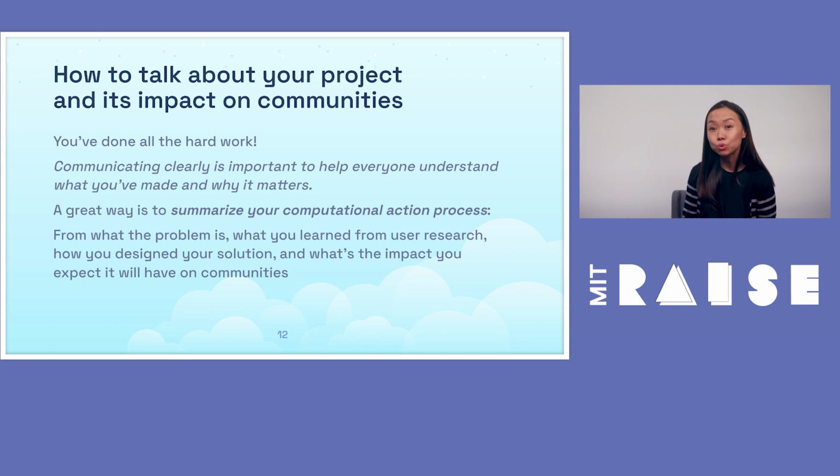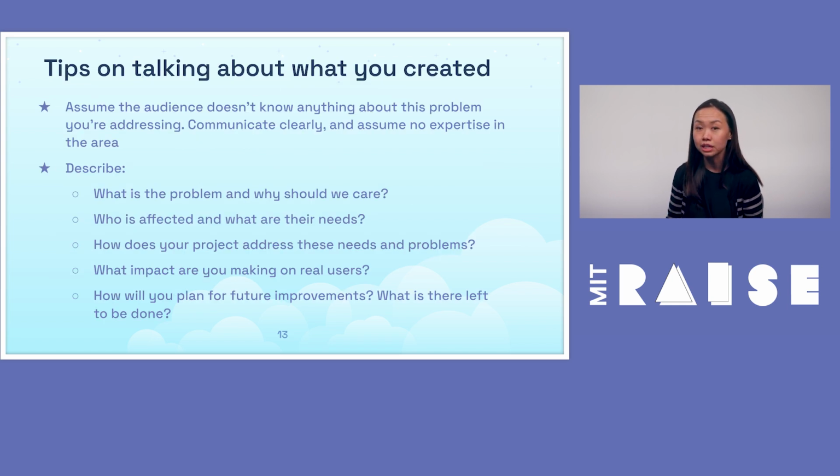A great way of communicating is actually to go back and summarize your computational action process. And all of those tools that you used in the computational action toolkit can be great tools for communicating your project to other people. So you can feel free to take advantage of all that work you already put into your communication. Some tips on talking about what you created. Number one, you can assume that whoever you're speaking with might not know much about the problem you're addressing, so try to communicate clearly. Try again not to assume that they know the problem space already or assuming expertise in the area, but try instead to paint the entire picture. And as I mentioned, you can definitely rely on all of those things that you created in the Computational Action Toolkit in order to communicate clearly about your project.